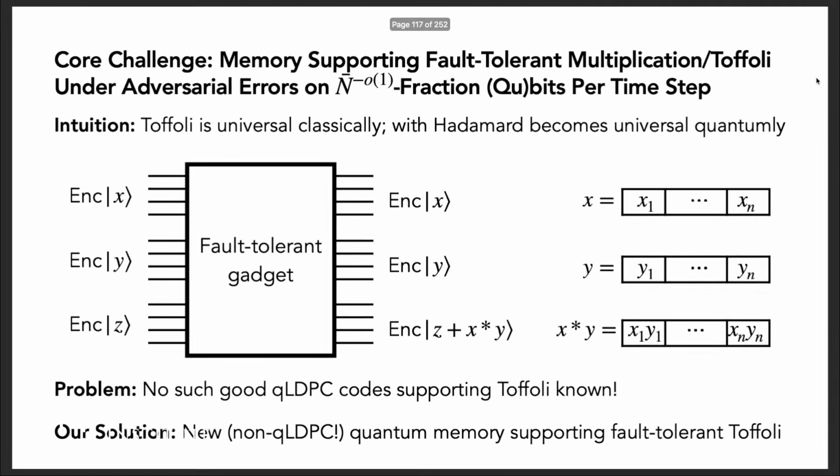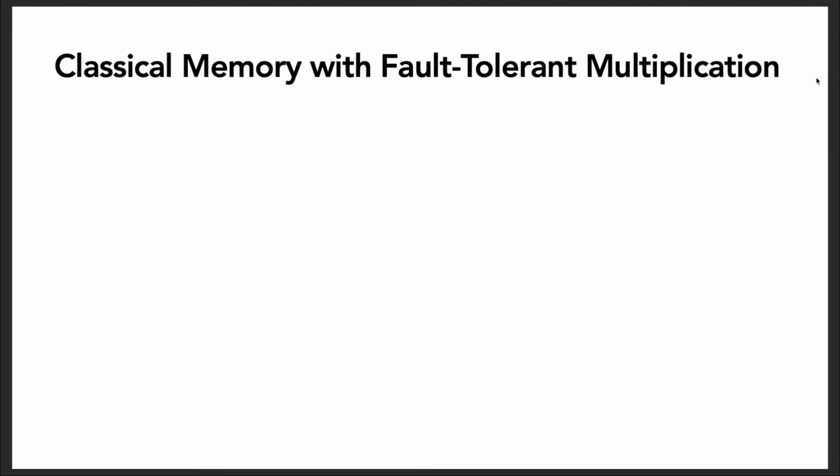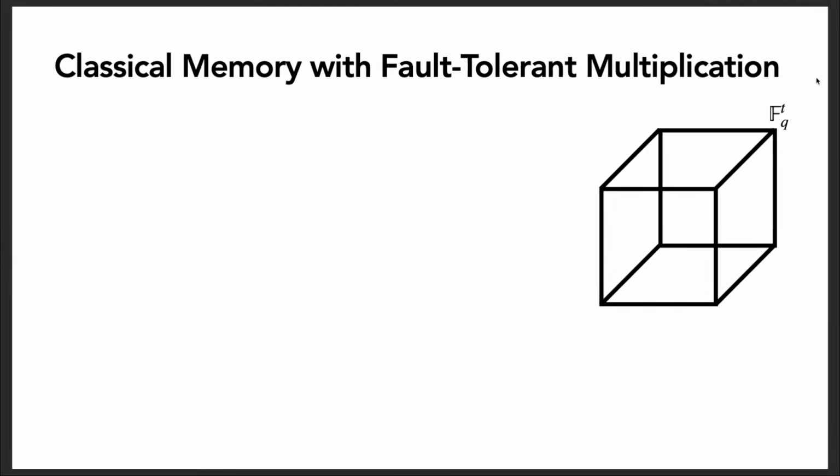To see how we do this quantumly, it's good to go back to the classical setting, because classically it was basically already known how to do this, and it ends up being an almost LDPC code. So how do we construct a classical memory with fault-tolerant Toffoli? Or actually, classically, we can just say fault-tolerant multiplication. We're just multiplying the underlying logical states.